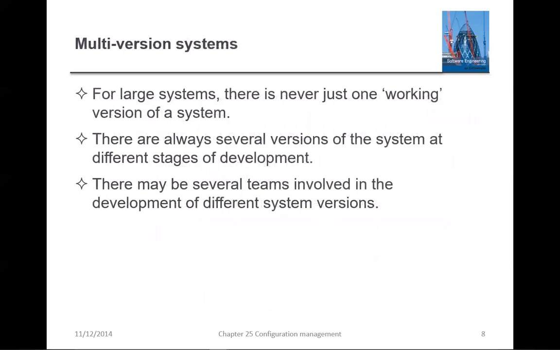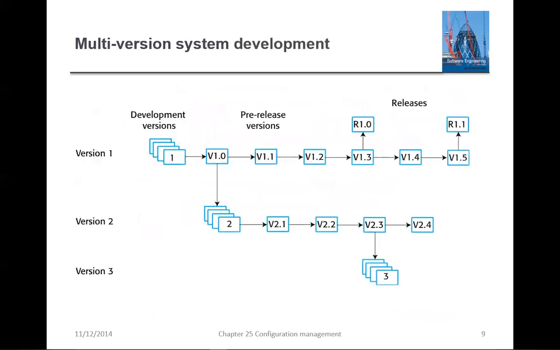Okay, for large systems, there is never just one working version of a system. There are always several versions of the system at different stages of development. Several teams may be involved in the development of different system versions. So figure 25.2 here shows a situation where three versions of a system are being developed.